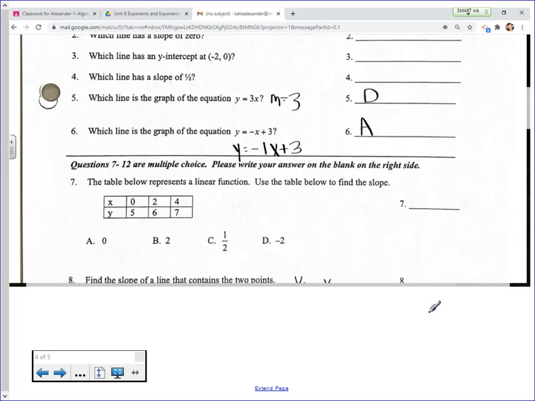Questions 7 through 12 are multiple choice. Please write your answer on the blank on the right side. Number 7, the table below represents a linear function. Use the table to find the slope.